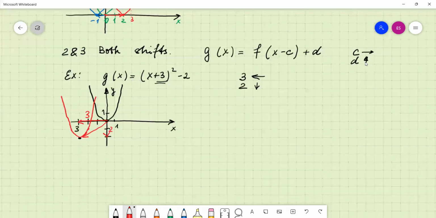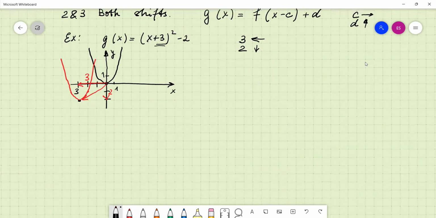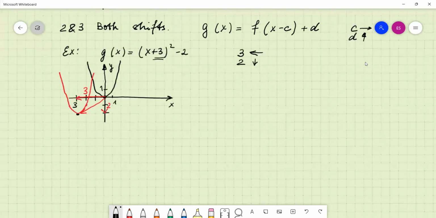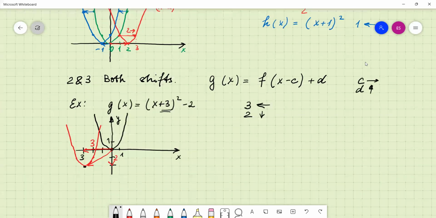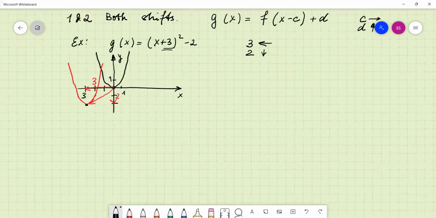Okay, what other transformations can we have? Transformation number, well, I'm calling it 2 and 3, but that was actually 1 and 2. I'm sorry, guys, I was a little bit off in my counting, I guess. That was 1 and 2. Now, transformation number 3, reflecting.